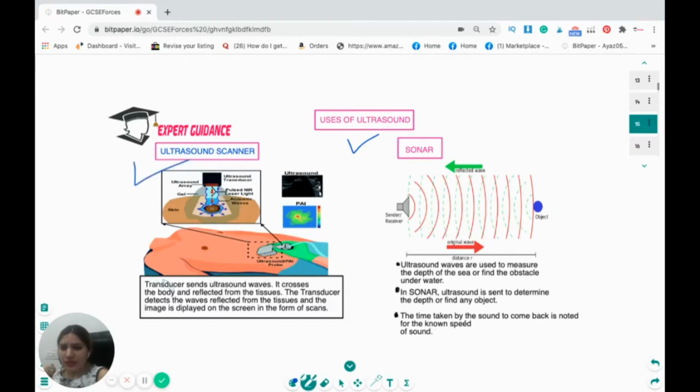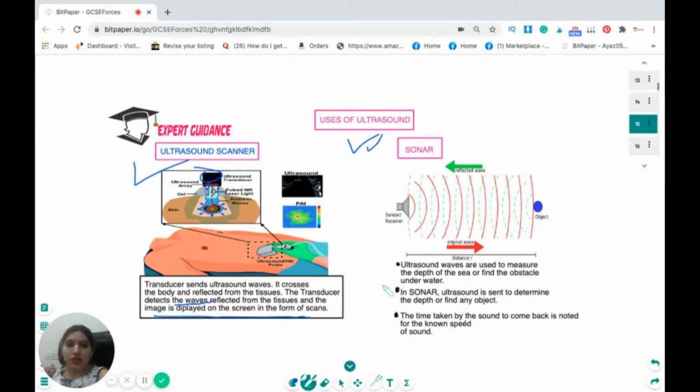Now, what happens in the ultrasound scanner? There's a transducer, and that transducer sends ultrasound waves. It crosses the body and it's reflected from the tissue. The transducer detects the wave reflected from the tissue, and the image is displayed on the screen in the form of a scan. Now, what is sonar?